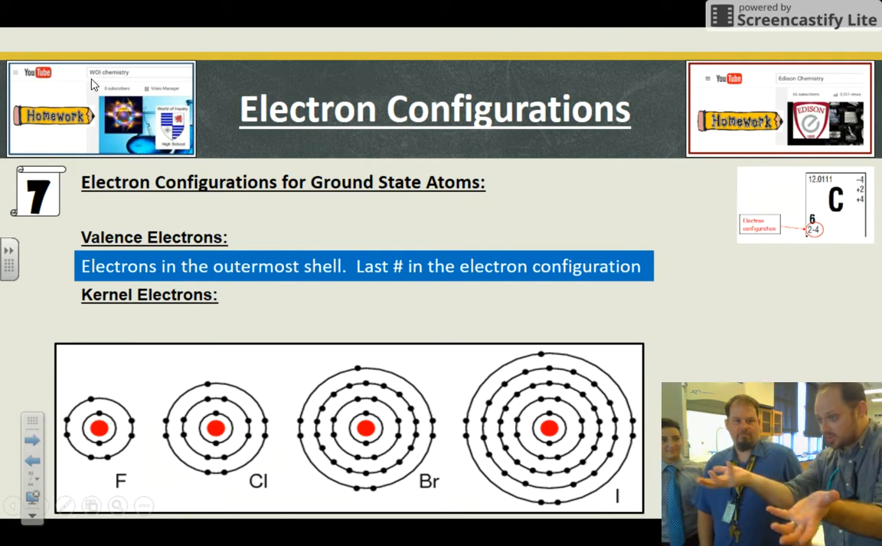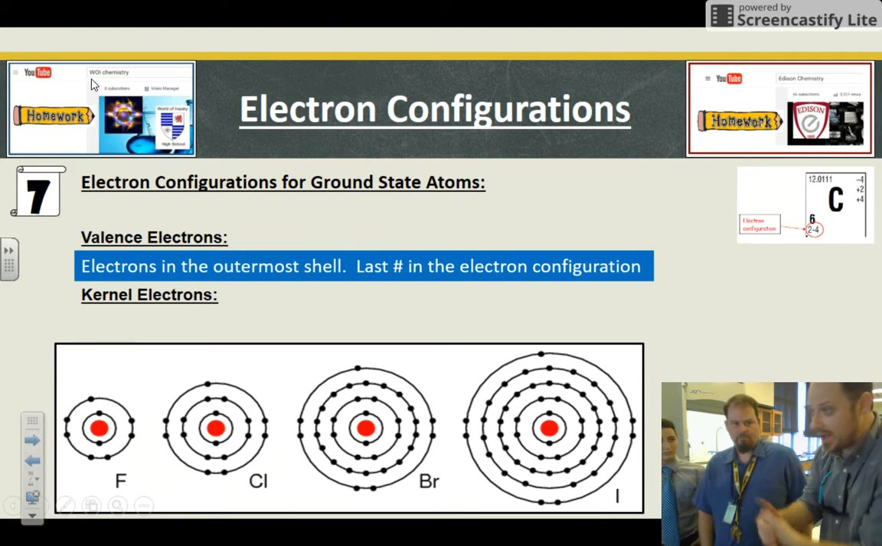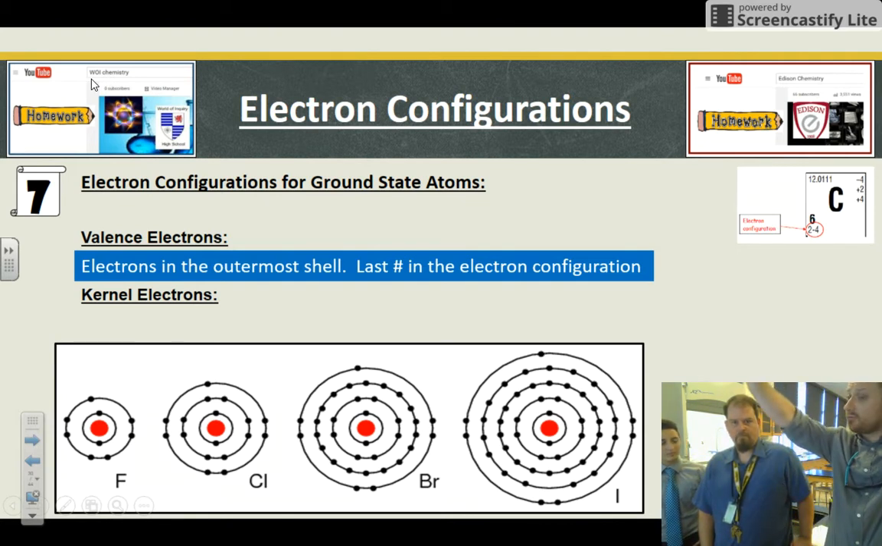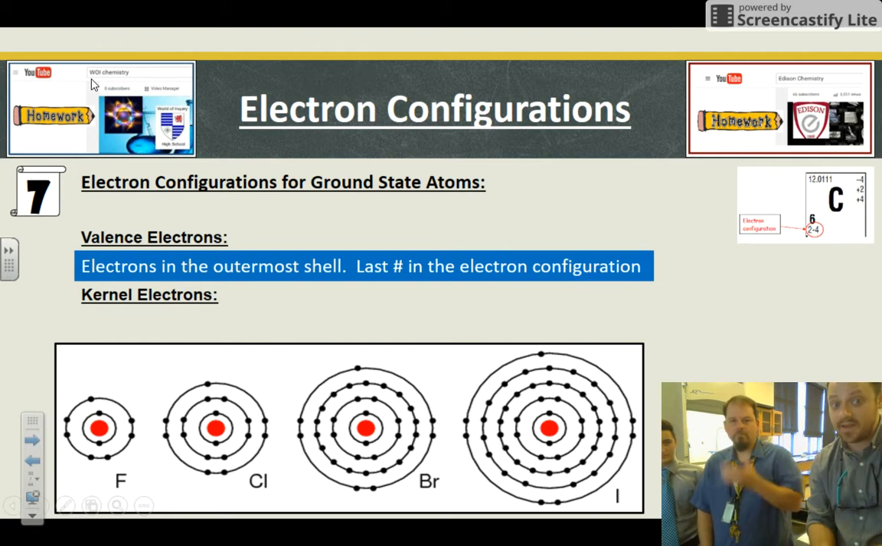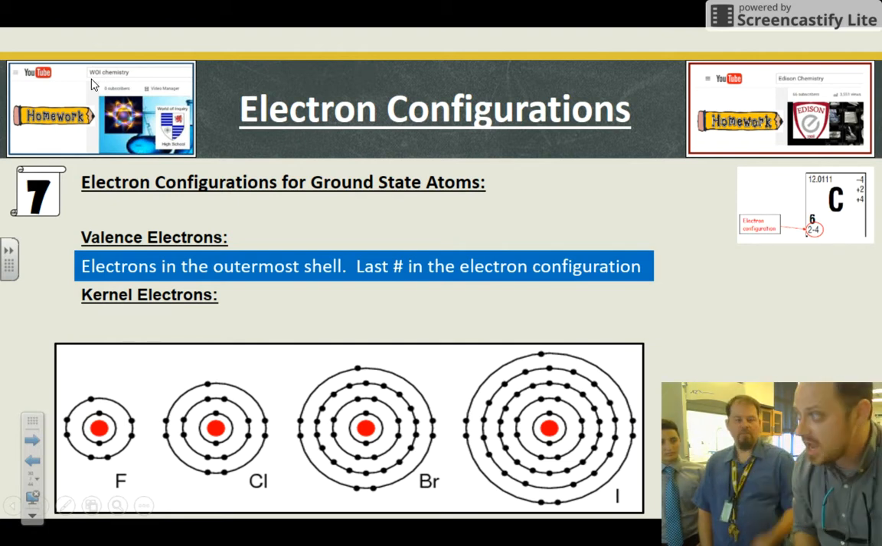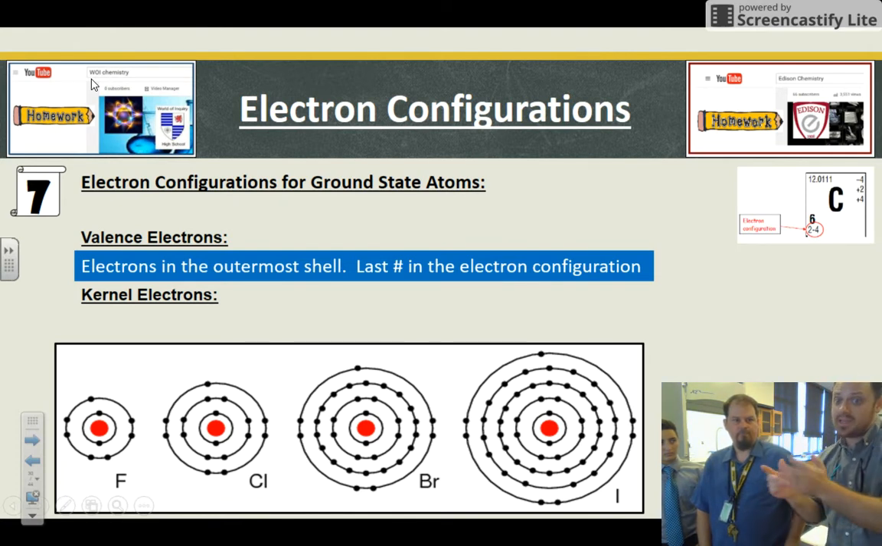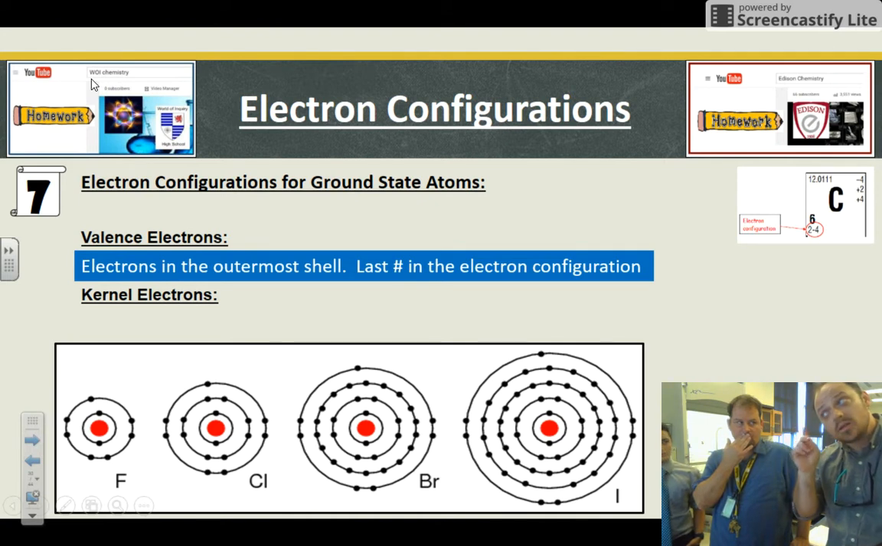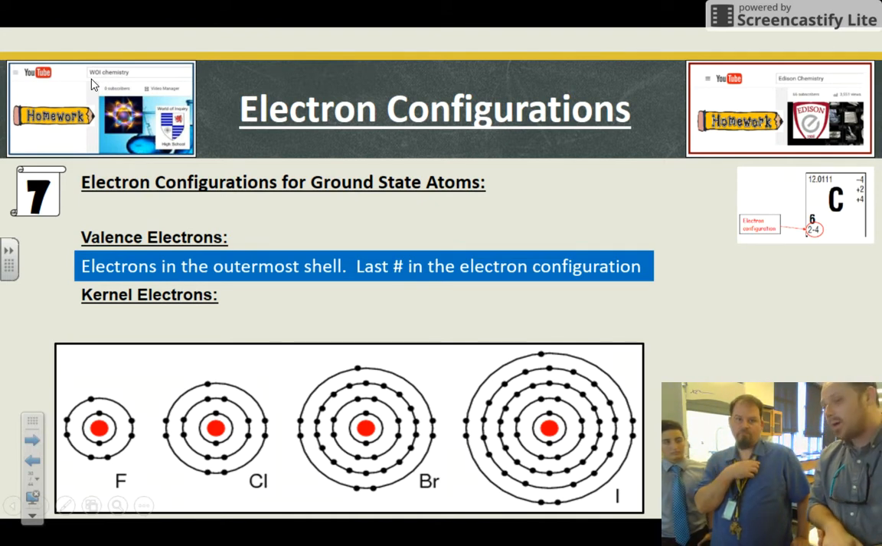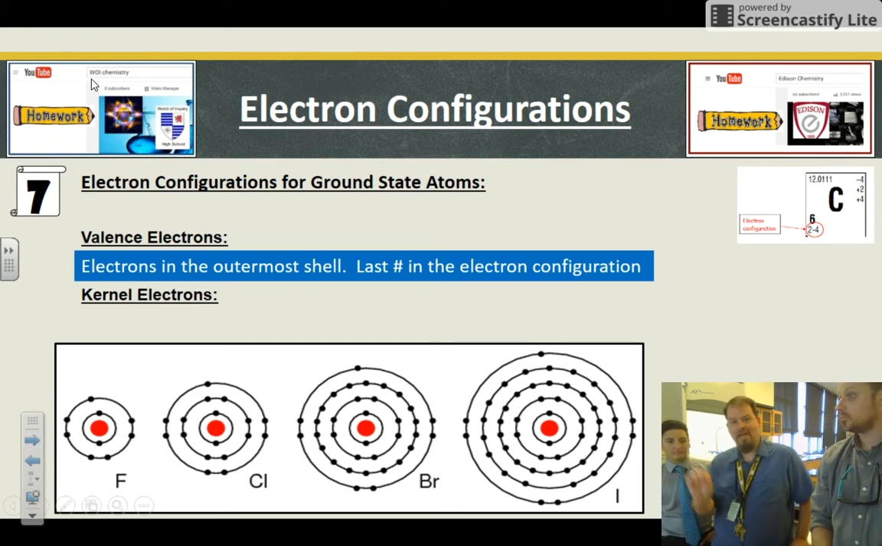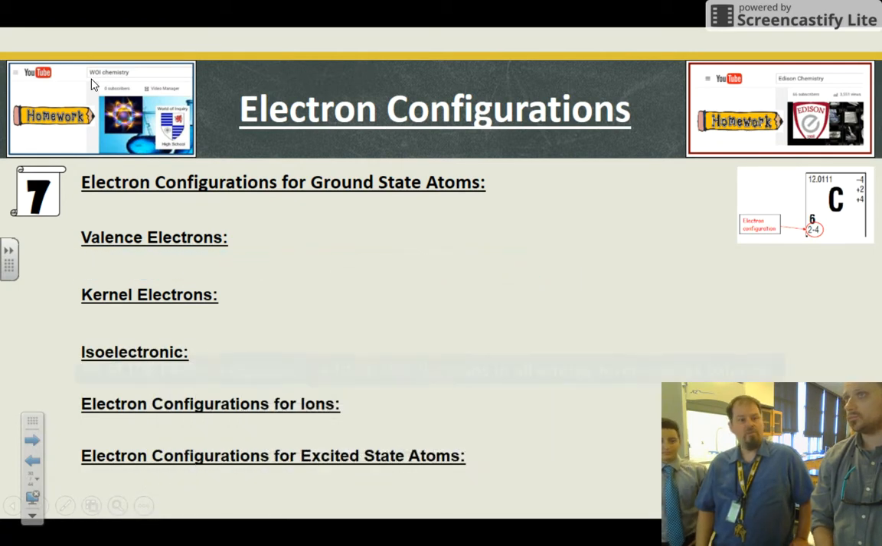So if you look at an atom, these pictures of fluorine, chlorine, bromine, iodine, the furthest out shell is the valence shell that I'm talking about, and it has the valence electrons. Coincidentally, all 4 of these elements have the same number of valence electrons, which will lead to something later about how they behave when they're mixed with other elements. And if you don't have a picture, the last number, not the first number, the last number is the number of valence electrons. We will need that.